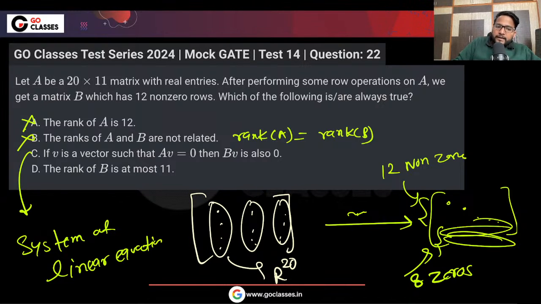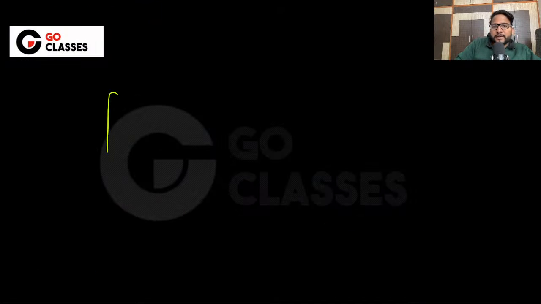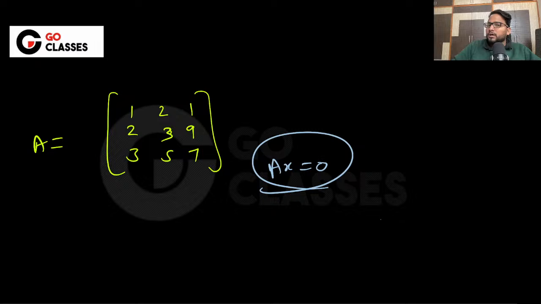So tell me, if you are given some A matrix, let's suppose 1 2 3, 2 3 5, 1 9 7, something like this. Let's suppose this is the A matrix given to you, and someone says to find all the solutions of Ax equal to 0. Then don't you apply the elementary row operations here?